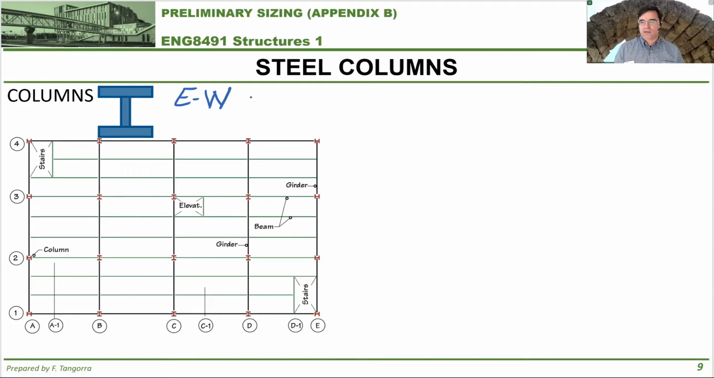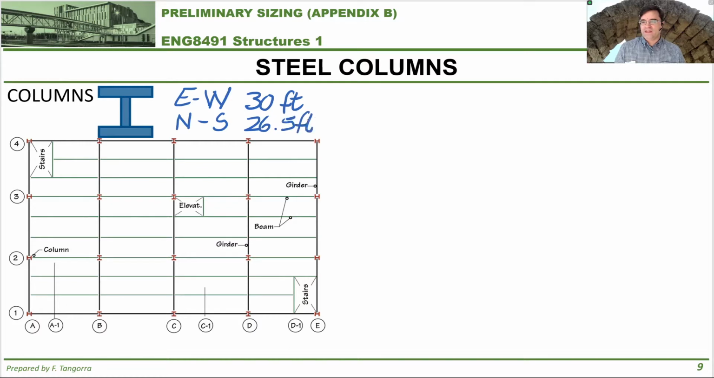Let's assume that the east-west bays are 30 feet apart. Okay, that's the span of the east-west bays. And then let's assume that the north-south bays, their width is, I'll pick something super simple, 26.5 feet. Just like this, okay?